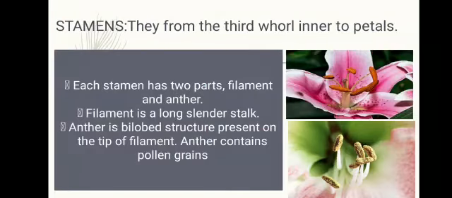Now stamen. They form the third whorl, inner to petals. Each stamen has two parts, filament and anther. Filament is a long, slender stalk. Anther is a bilobed structure present on the tip of the filament. Anther contains pollen grains. You can see in the picture that in the below picture this white stalk is called filament and the upper portion is anther. It is bilobed. It is also called the male reproductive part of the flower.